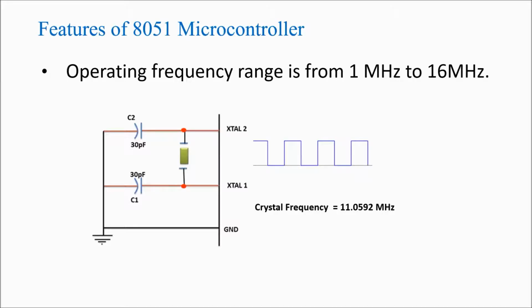Generally, a crystal frequency of 11.0592 MHz is used for applications. Capacitors C2 and C1 are connected to reduce the noise. So this is the external circuit which should be connected to generate a clock signal for operation of the 8051 microcontroller.